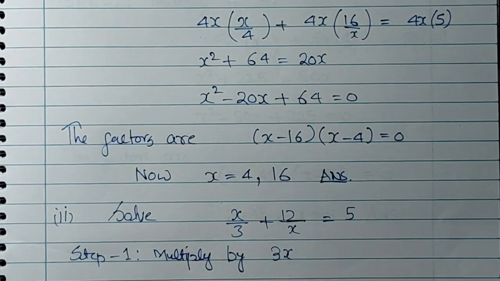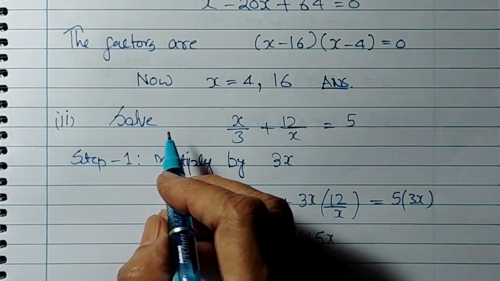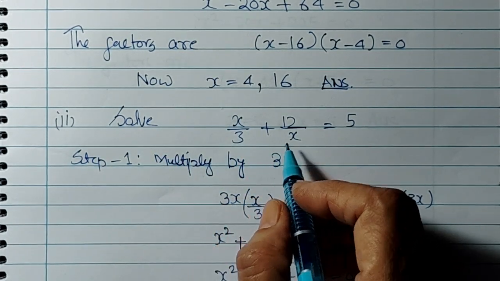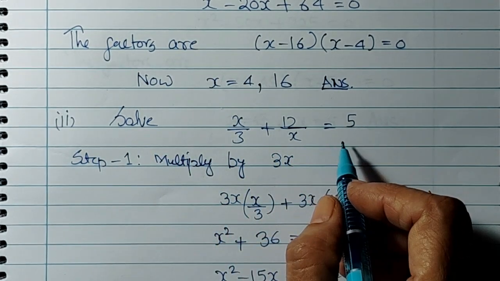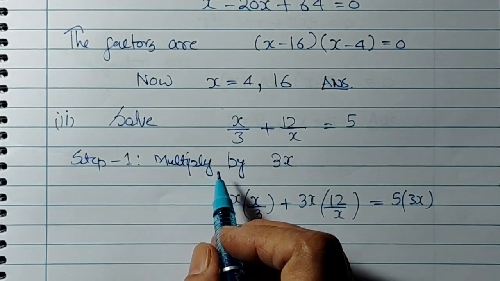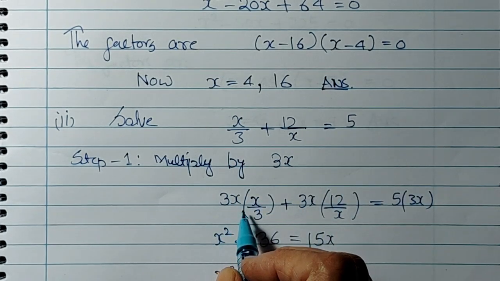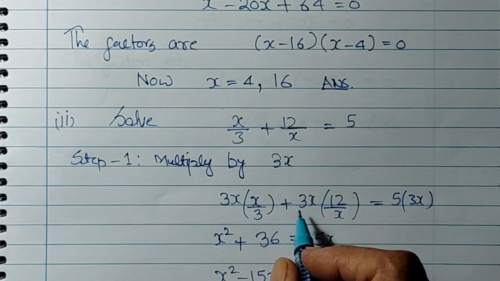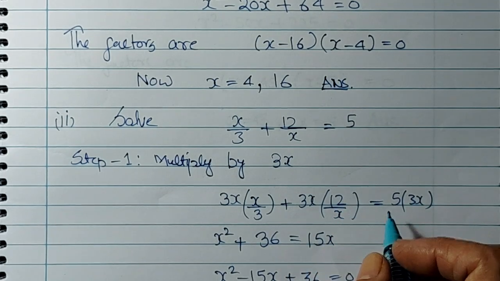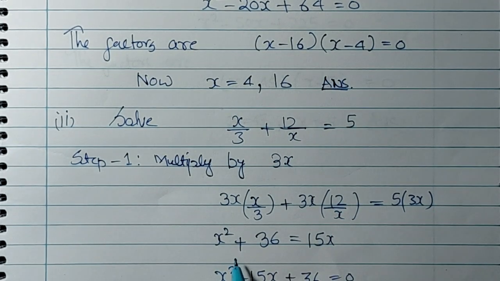So there is another problem. We have to solve x/3 + 12/x = 5. Step 1 is to multiply it with 3x. So we will multiply the equation with 3x. It is 3x into x/3 plus 3x into 12/x equal to 5 into 3x. So after multiplying we get x² + 36 = 15x.